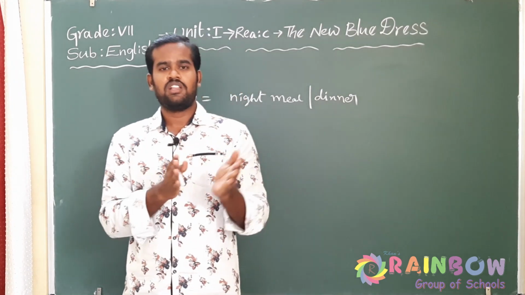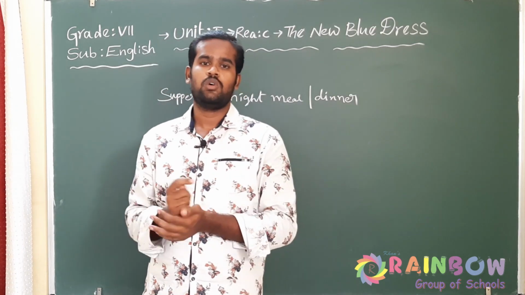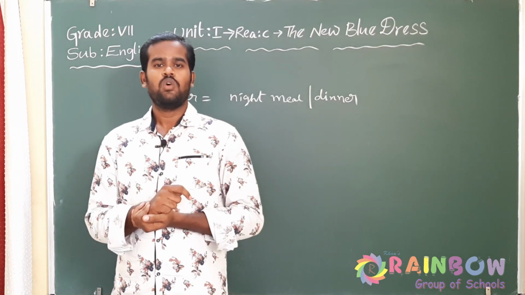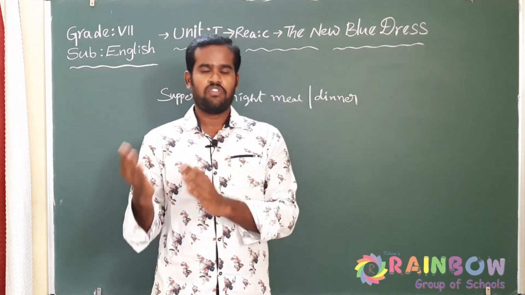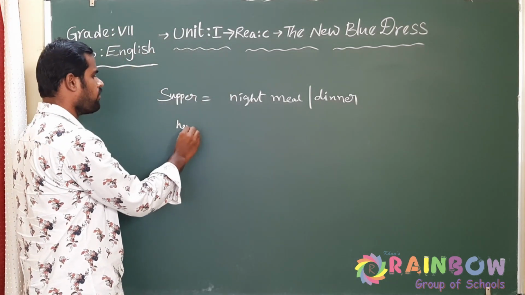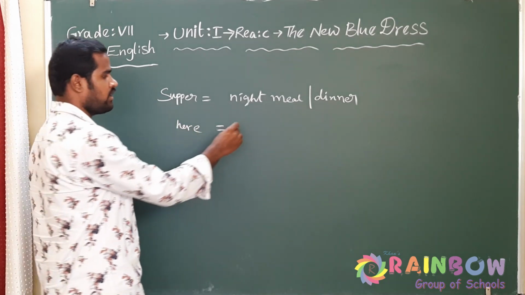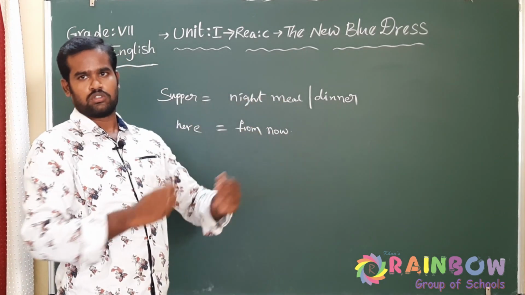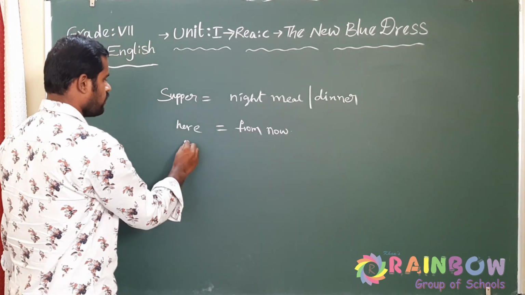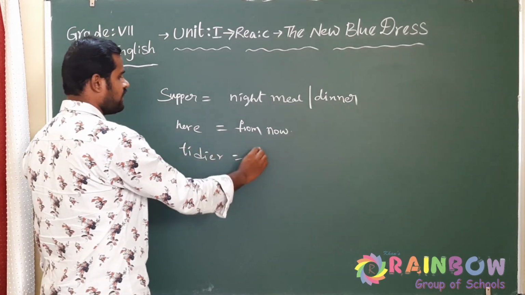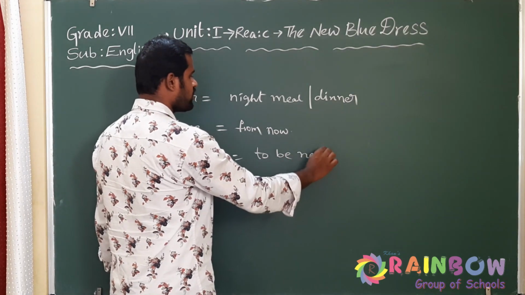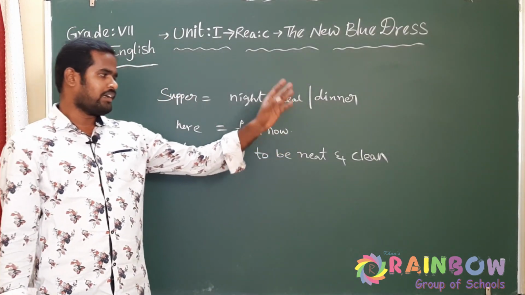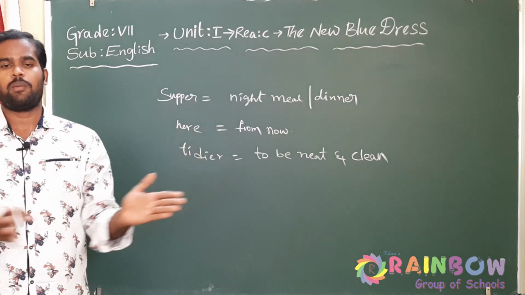See, and her mother started talking with her father. Now husband and wife. The wife is talking with her husband. What was she saying? Dear husband, we are going to be tidier from now onwards. So the word here means from now. Here doesn't refer to a place. Here means from now or right away or henceforth. We are going to be tidier. So what is the meaning of the word tidier? To be clean, to be neat and clean. So we are going to be neat and clean from today onwards, or from now onwards.